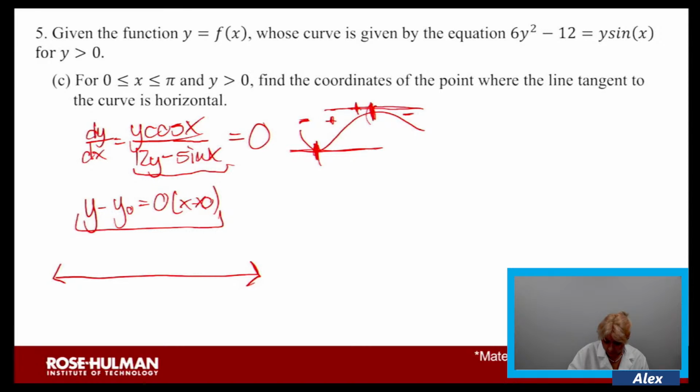So if x is going from 0 to pi, we could put 0 and pi on that number line and see what happens. If we plug in 0 for this, we found that that gives us a negative slope. So we'll put the slope right here as negative. For pi, if we plug in pi, cosine of pi is 0, so that gives us 0 as our slope. So that should be one of our points that we consider.